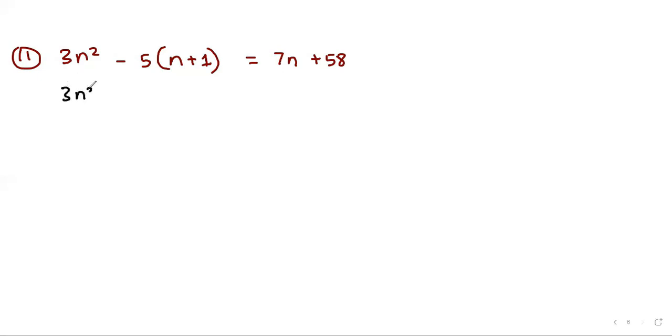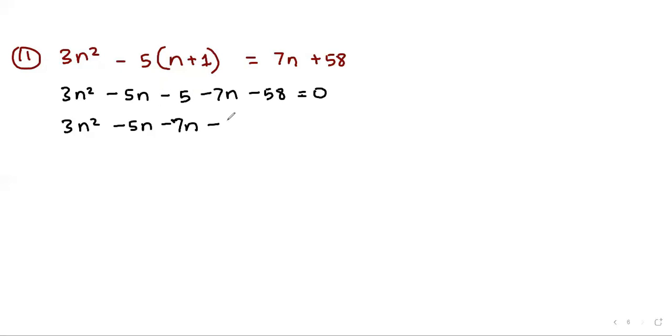So we are having 3n squared minus 5 times n, we get minus 5n. Then minus 5 times plus 1, we get minus 5. Then we bring 7n this side, so it will be minus 7n. And we also bring 58 this side, it will be minus 58. And since we have taken the whole of this side, it means that this side we have got a 0. So we have 3n squared minus 5n, then minus 7n, then minus 5 minus 58 is equal to 0.